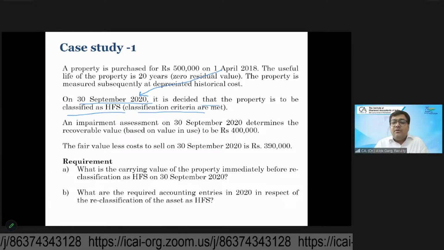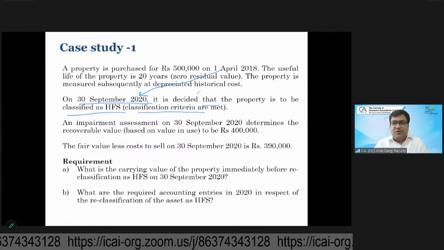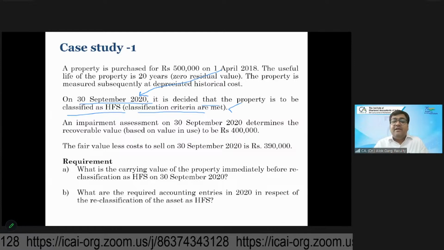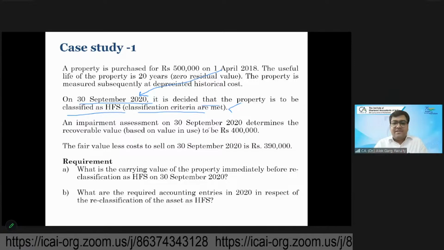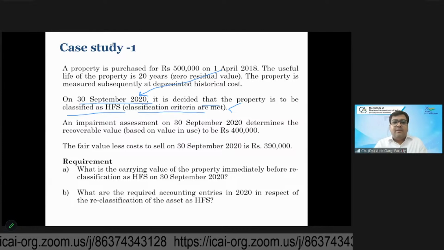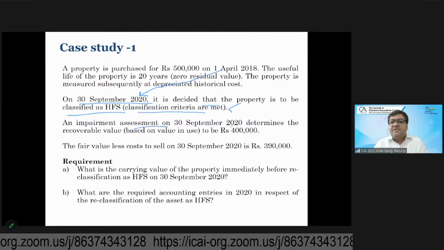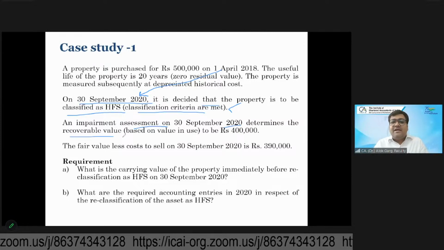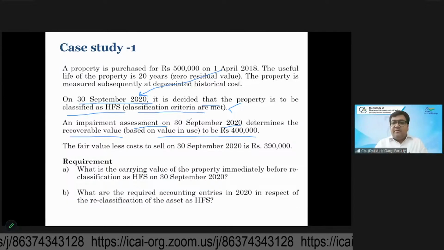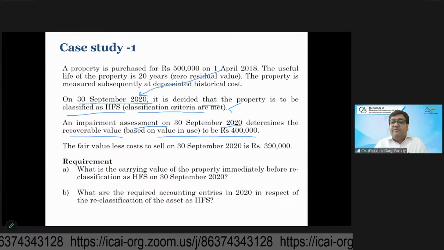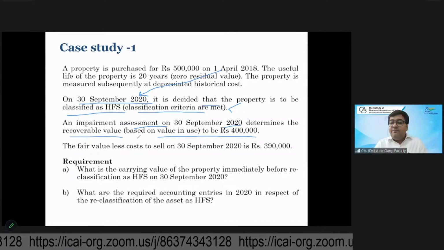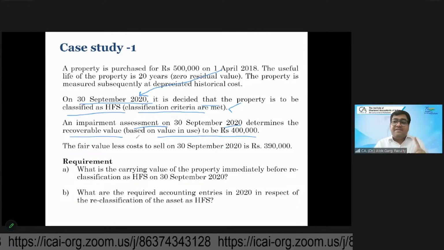So now what to do as a first step? This property has become held for sale on 30th September 2020, that is 2.5 years after the date of purchase. Correct? And it also says that an impairment assessment on 30th September 2020 determines the recoverable value based on value in use to be rupees 4 lakh. Now, what is my step number one?